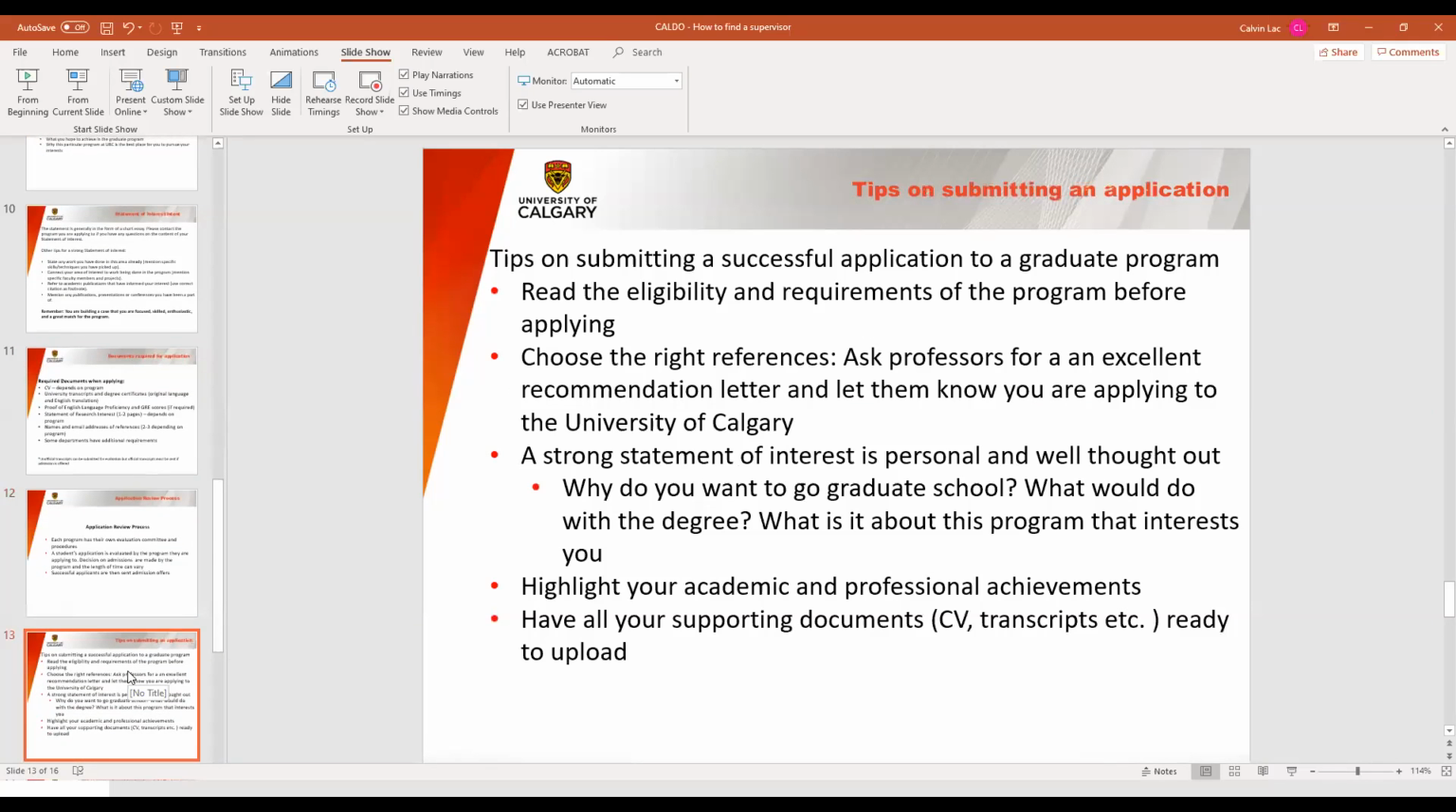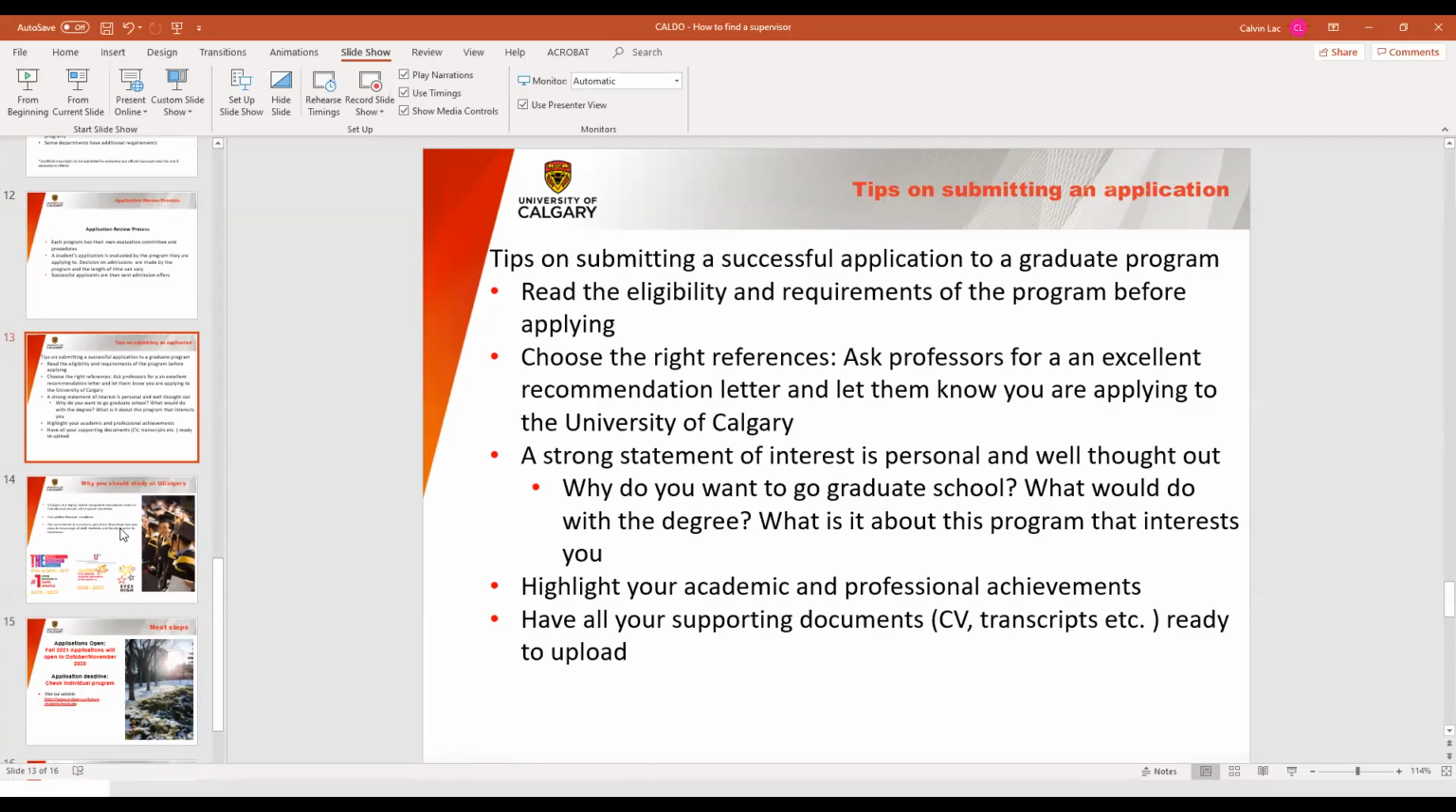Some quick tips on submitting a successful application: read the eligibility and requirements of the program before applying, choose the right references, ask professors for an excellent recommendation letter and let them know that you're applying to the University of Calgary, have a strong statement of interest that is well thought out, and highlight your academic and professional achievements, and have all your supporting documents ready to upload.